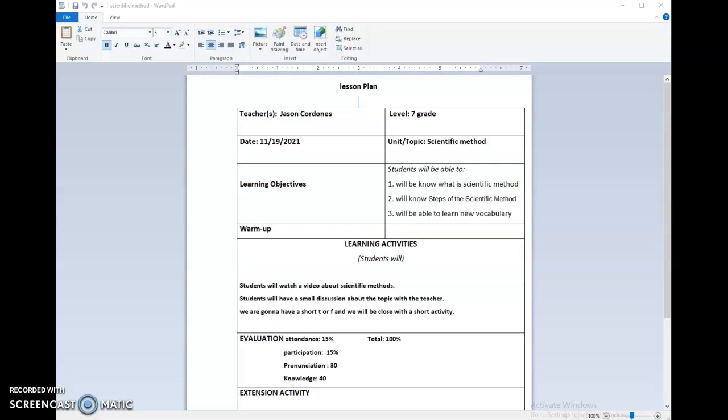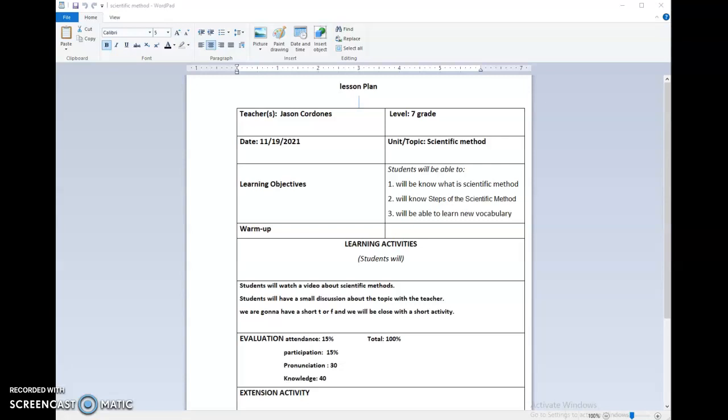The objective I want to focus on in my lesson plan is that the students will be able to know what the scientific method is, learn new vocabulary and also how to pronounce new words, and also enhance their listening as well.